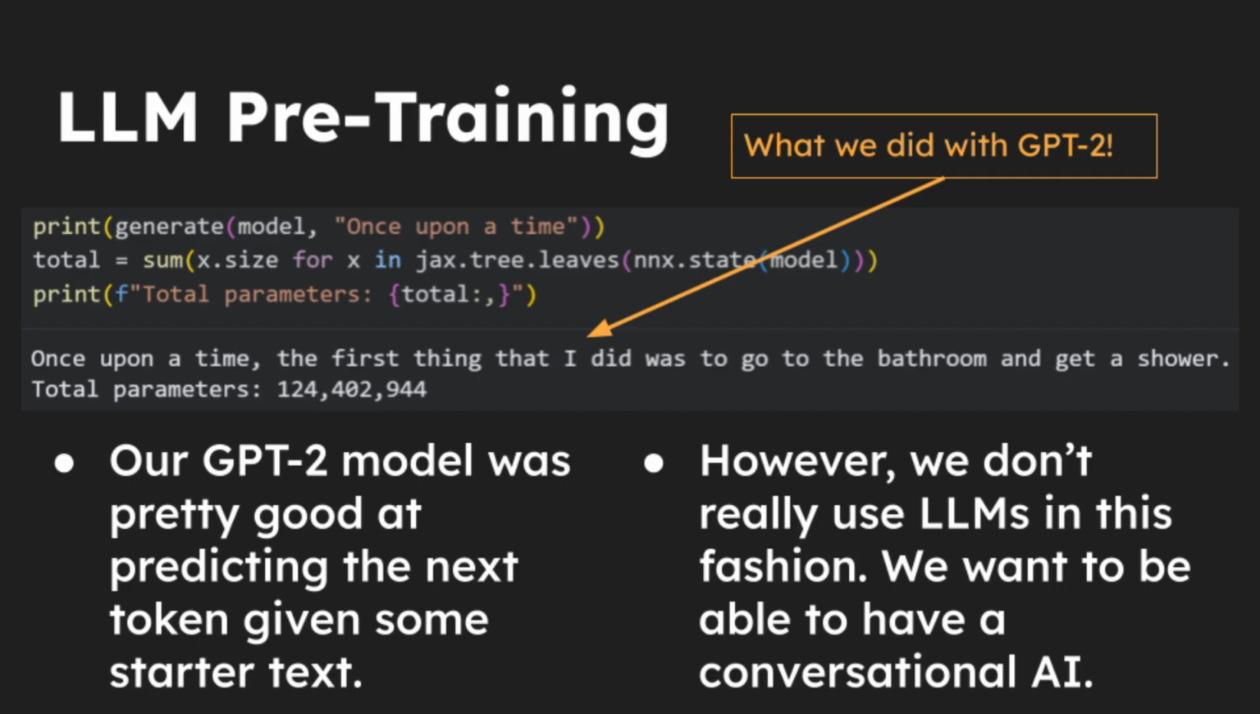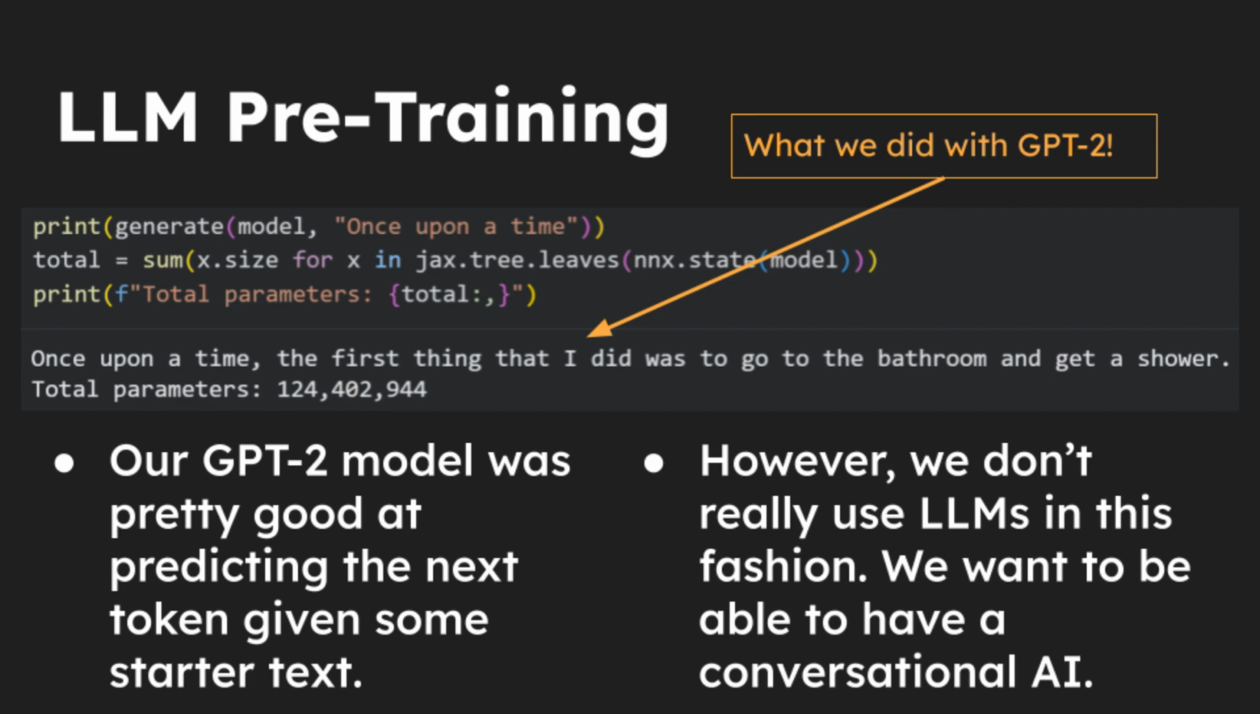Let's just jump straight into it. We're going to talk about post-training today. So last time, this is an example of the result that we had with GPT-2, right? We trained it on, I believe it was 1 billion tokens, which was a good amount, with 124 million parameters.